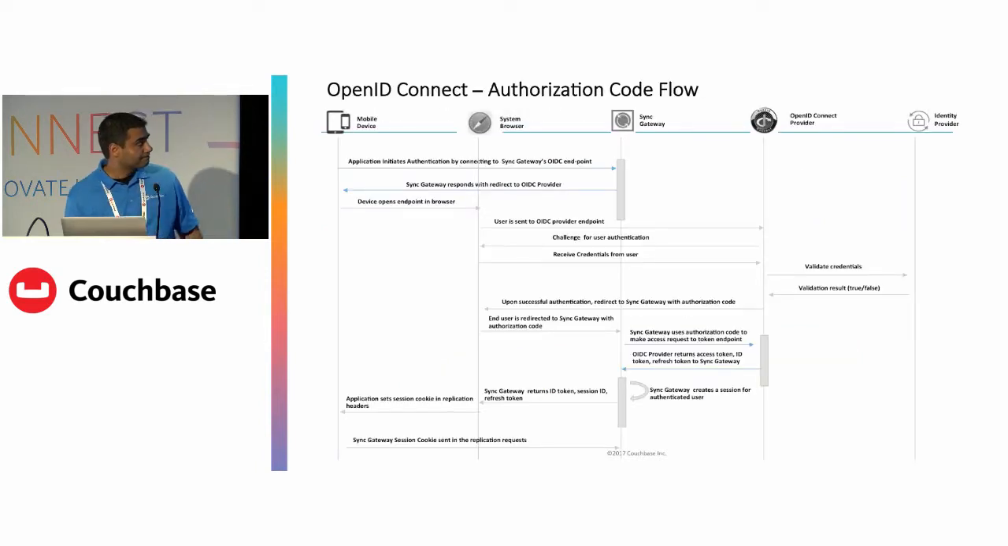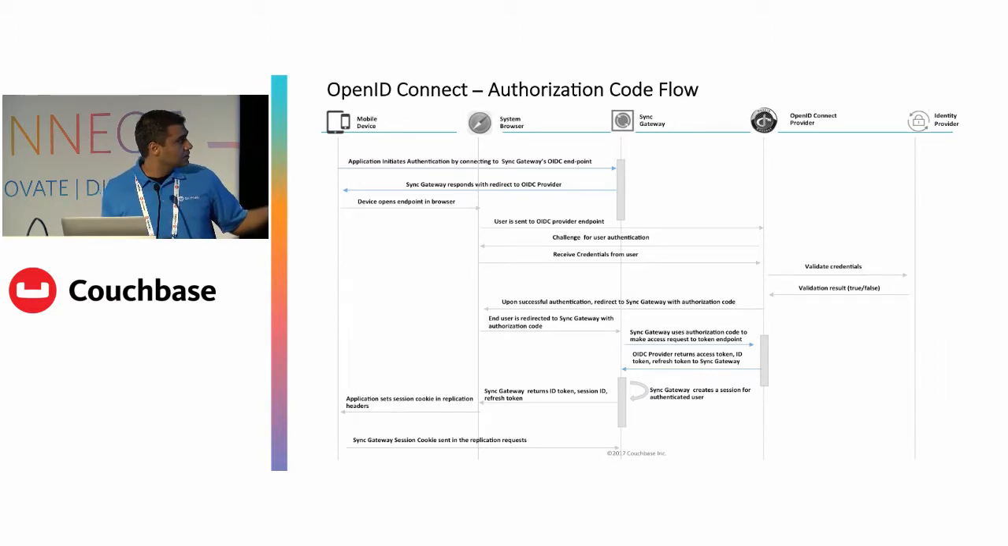So this slide is a fairly detailed slide, but it captures the end-to-end flow on what happens with the authorization code flow with OpenID Connect. The actors in the system are essentially a mobile device, and in this case I've called out that on the mobile device there's a system browser, which then interacts with the sync gateway, and there's an OpenID Connect provider, and then there is an identity provider. So these are all the various entities in the ecosystem, if you will.